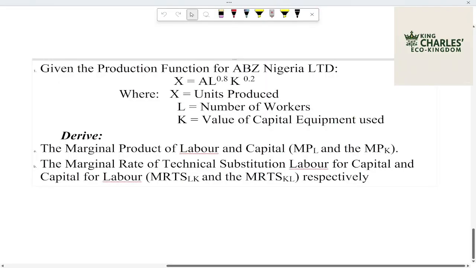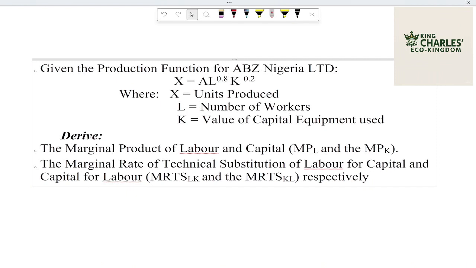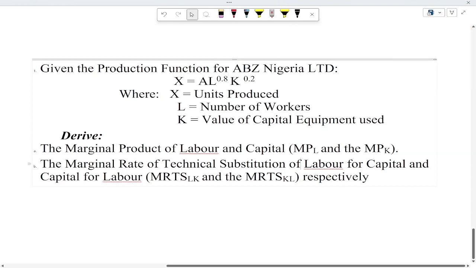Hello once again. This is another problem from production. This is a Cobb Douglas function. So you are to estimate or calculate the marginal product of labor and marginal product of capital. Then you also calculate the marginal rate of technical substitution of labor for capital, and of capital for labor.